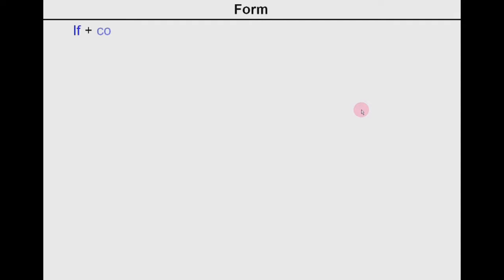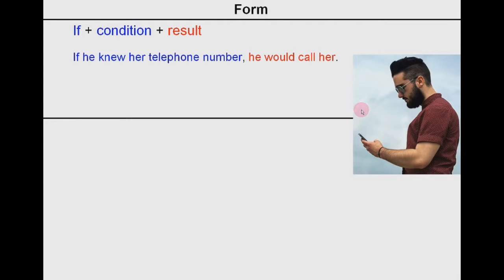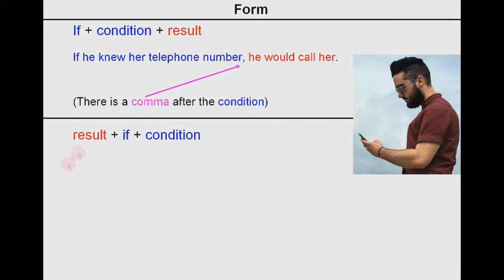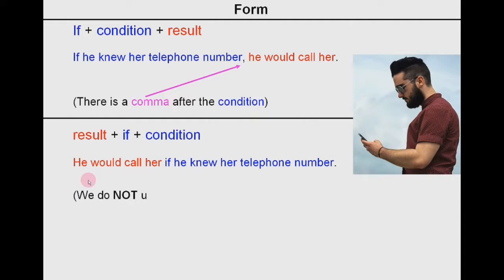Let's look at the form. So it is if plus condition plus the result. If he knew her telephone number, he would call her. So this is the condition, and this is the result. And when we write it, there is always a comma after the condition and before the result. Okay, that's very important. And we can also change the order. So we can also have the result first, followed by the if condition. We can say the same sentence with a different order: he would call her if he knew her telephone number. And when we write it like this, we do not use a comma.